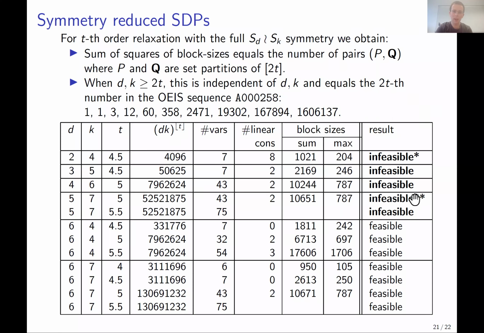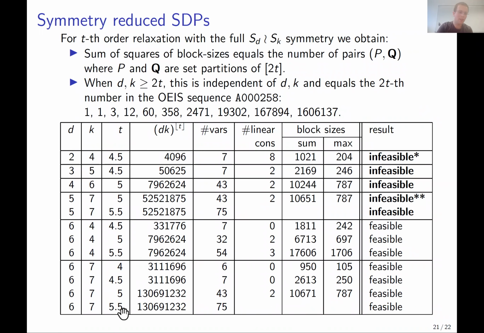The other double star is to indicate that with the additional constraints that we found later, it became infeasible. But without these additional constraints, it was actually still feasible. So somehow we did detect infeasibility at level 5.5 without using these additional constraints. But with these additional constraints, it already became infeasible at level 5.